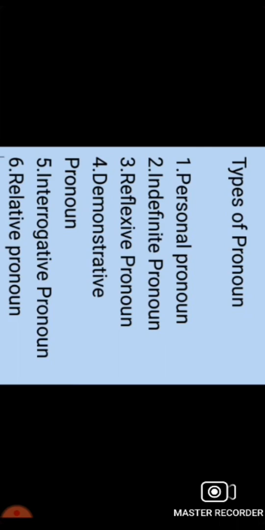Reflexive pronouns are those that have self or selves after them, and demonstrative pronouns are used to point towards something, like this, that, those. After that, interrogative pronouns are the questions that you ask, and you use the words who, which, what at the start of the sentence. After that, relative pronouns are who, which, that, but these will be in the center of the sentence. So this was the whole extract of the video.